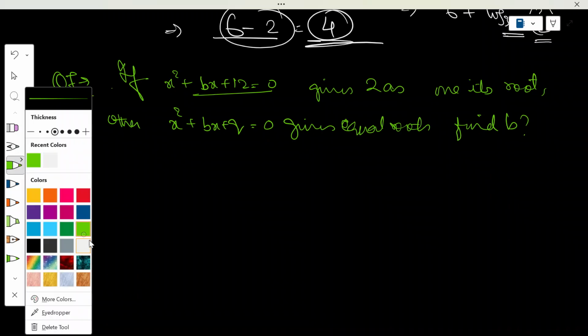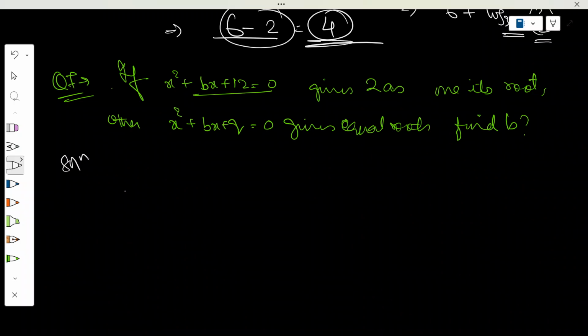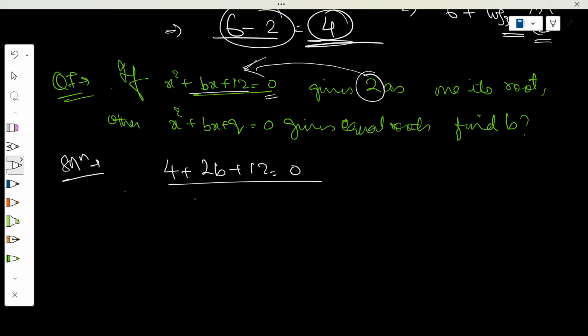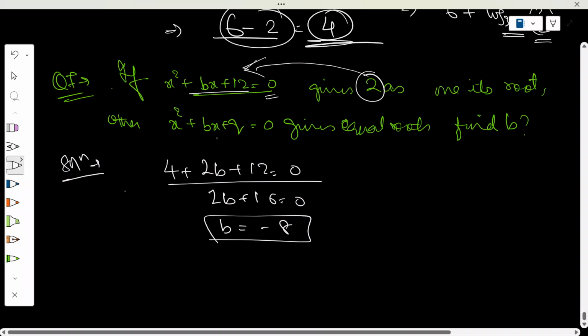So what we can say in the solution is that since 2 is a root, putting 2 in here, the left hand side will become equal to 0. So we have 4 plus 2 times b plus 12 equals 0. So this implies that 2b plus 16 equals 0. This implies that b is equal to minus 8. Okay.